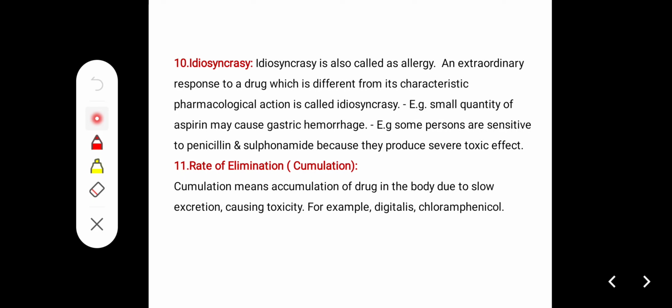Then rate of elimination, or cumulation. The rate of elimination depends upon the kidney, whether the kidney is working properly. Cumulation means accumulation of drugs in the body due to slow excretion, causing toxicity. For example, digitalis, chloramphenicol. If your drug is not excreted properly, then the drug accumulates in the blood and shows toxic effect. That is the rate of elimination. Slower the rate of elimination, higher the toxicity. Higher the rate of elimination, lower the toxicity. So these are the factors that affect it.